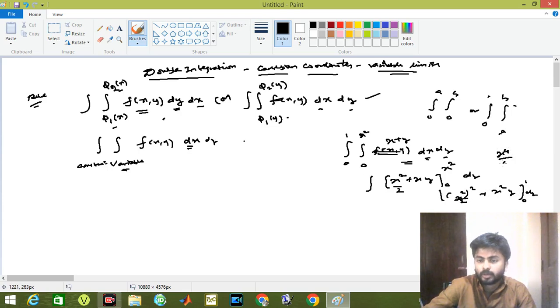X power 4 by 2 plus x square, and these terms will not change. Sometimes you may have constants along with y, 1, and here also 1. So 1 by 2 and 1 will be here. There is no use of maintaining the same variables again and again, so that is why it is not prescribed.